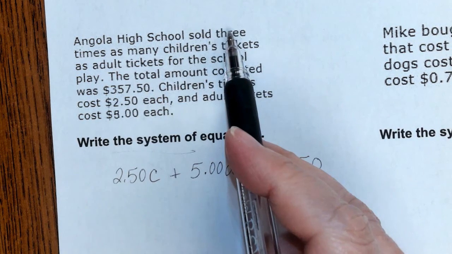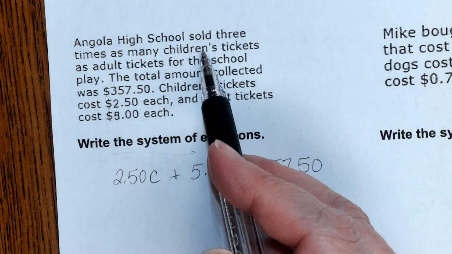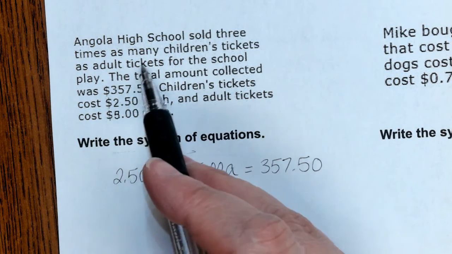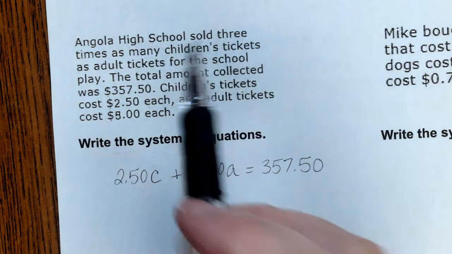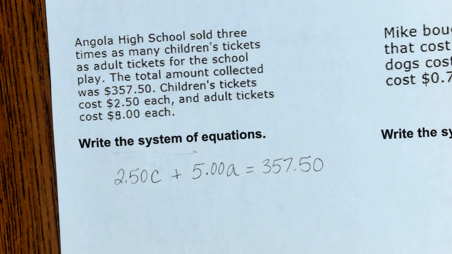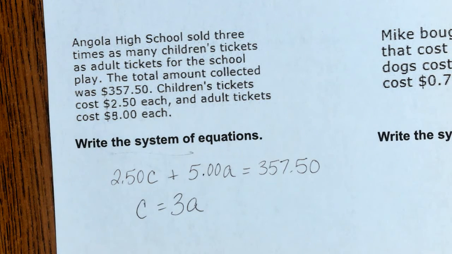So if it says we sold 3 times as many children's tickets, that means we multiply 3 times the adult, right? If I'm 3 times your age, you multiply you. So if we sold 3 times as many children's tickets, then we multiply adult by that. So the children's was 3 times the adults. That's your other one.